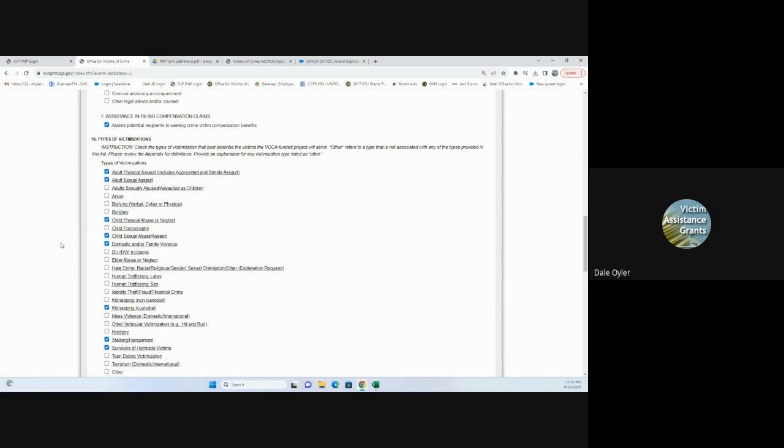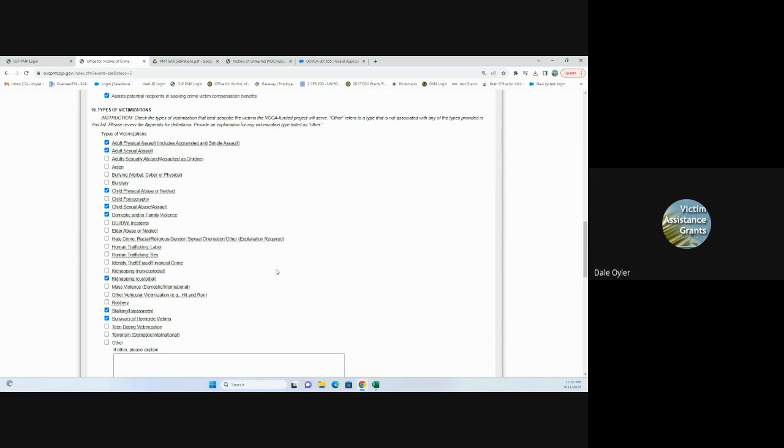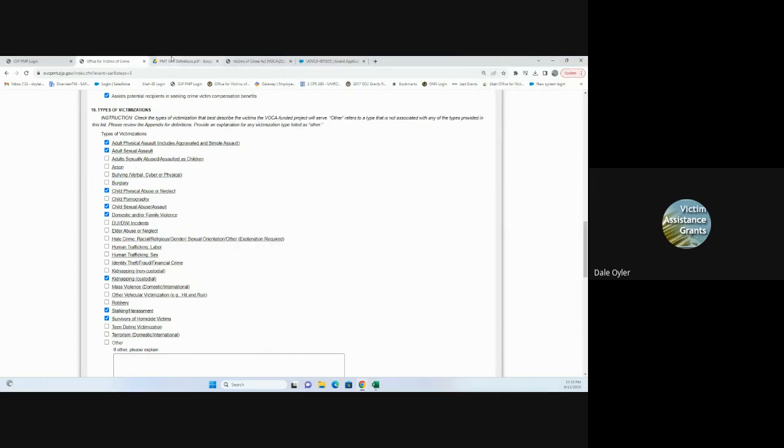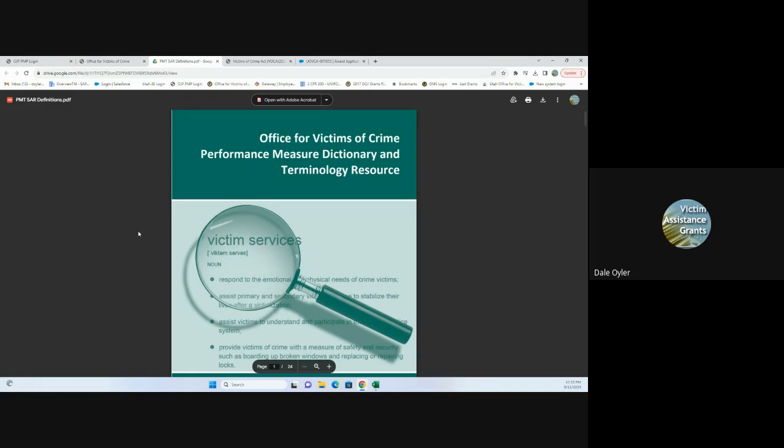Now, the types of victimizations, this section, you can probably refer back to this document that you filled out because you've already indicated the types of crimes that you're going to be serving. Now, if you have any questions about the types of crimes, which we do see sometimes, like kidnapping, non-custodial versus custodial, stalking and harassment, if you click on the link to federal crime definitions, that will take you to this document, which is about 24 pages long and has a lot of information about what the feds consider what.